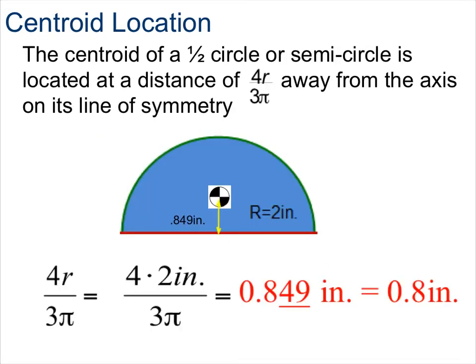When given a half circle, also known as a semicircle, the location of a centroid is at a distance of 4 times the radius divided by 3 pi, away from its axis on the line of symmetry. So you can see here in this given semicircle, we have 4 times the radius divided by 3 pi, which gives us an approximate value of 0.8 inches. That 0.8 inches represents the distance from the axis on its line of symmetry. So this distance right here is approximately 0.8 inches.